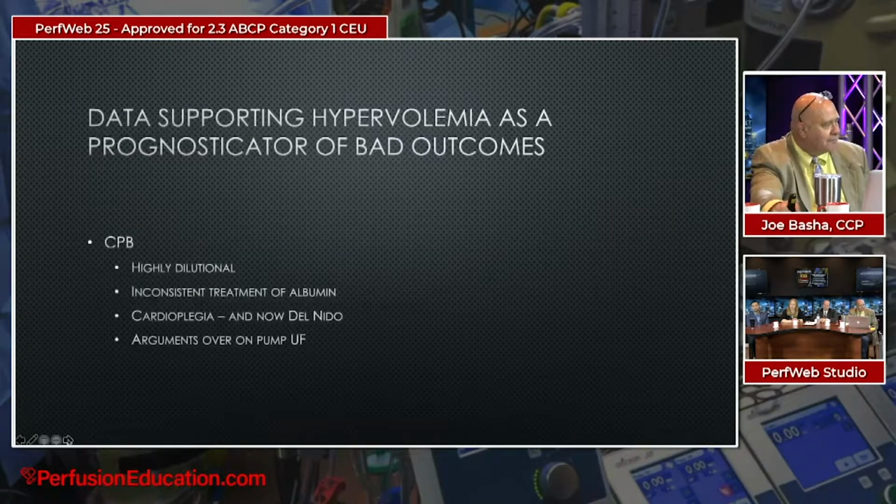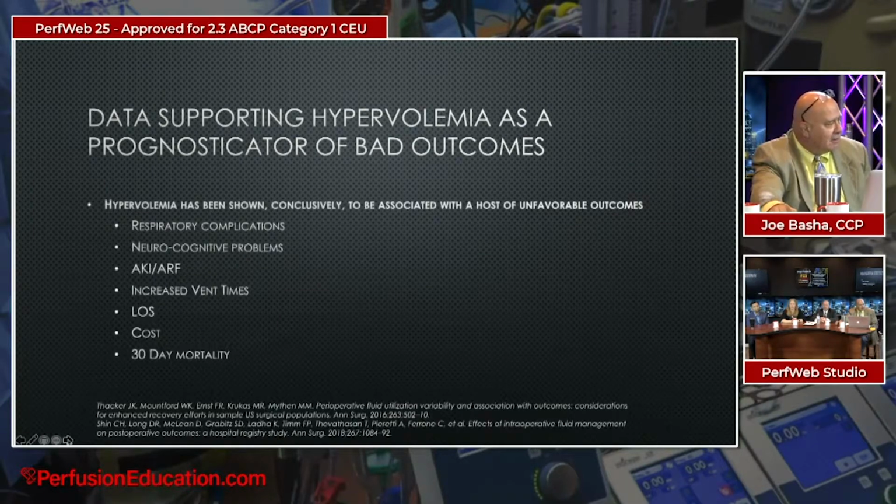Next slide, please. Data supporting hypervolemia as a prognosticator of bad outcomes. CPB is highly dilutional. Inconsistent treatment of albumin, I think, is the norm today, surprisingly. Cardioplegia dilution, depending on how much you give. And now with del Nido, we give a lot of crystalloid, more crystalloid than I think we did when we used Plegisol, frankly. And arguments over pump ultrafiltration on pump continue to seem to pervade.